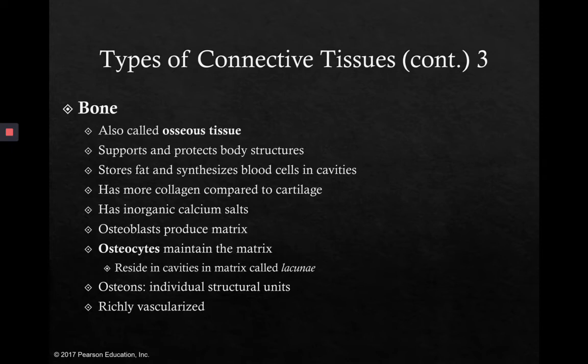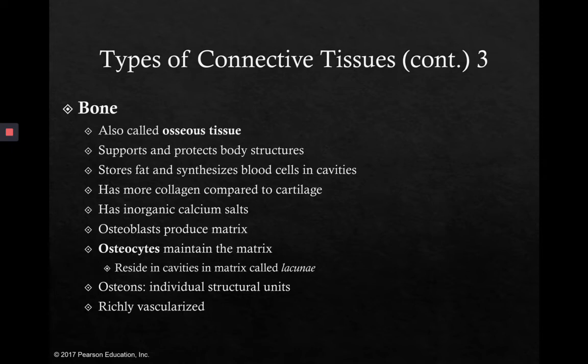There is going to be a lot more collagen in bone than there was in cartilage. So even more collagenous fibers, but they're going to be ossified or hardened by the addition of inorganic calcium salt, usually calcium phosphates. Then you have osteoblasts that produce the matrix. Those are immature bone cells. And osteocytes maintain the matrix. So immature osteoblasts, osteocytes, mature bone cells.